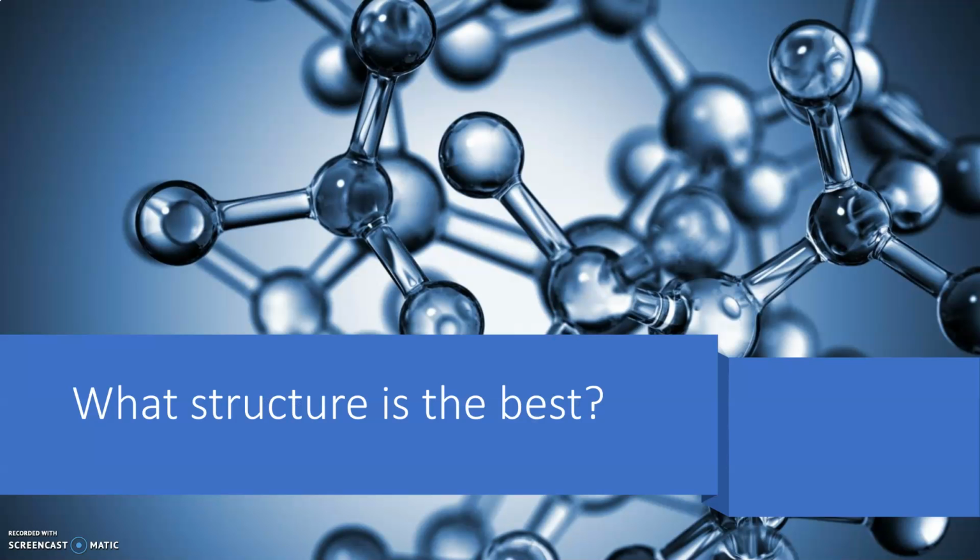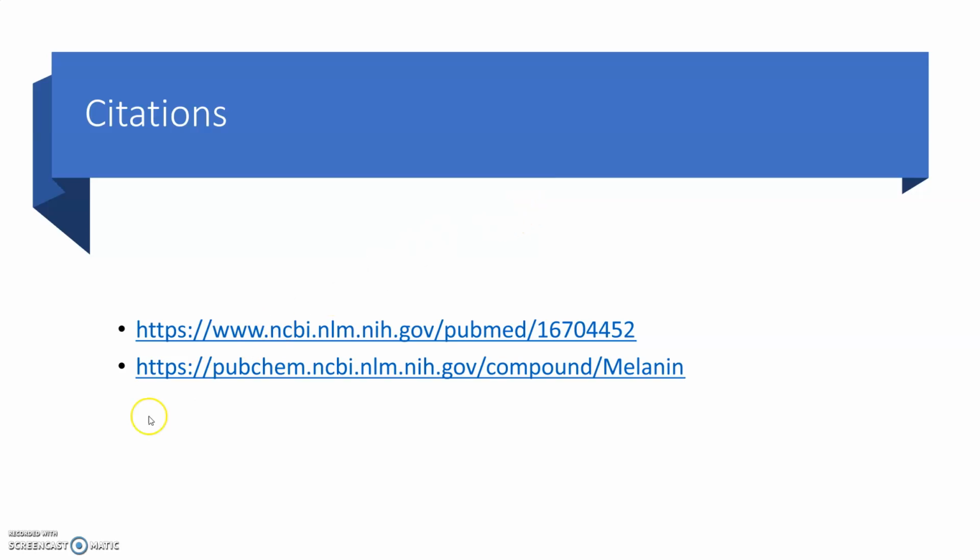Okay, so what structure is the best? I think each structure has pros and cons, but I think that the 3D model is the best because you can see which molecules are bonded to which, the size of the molecule, and what it would look like in real life. And then these are my citations.